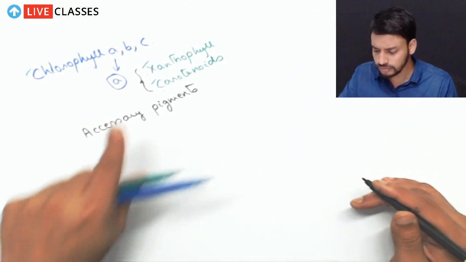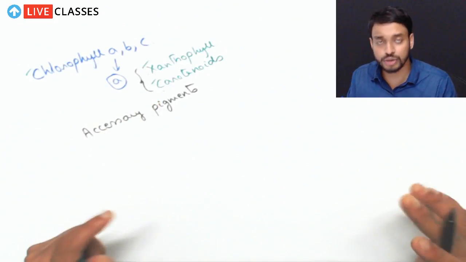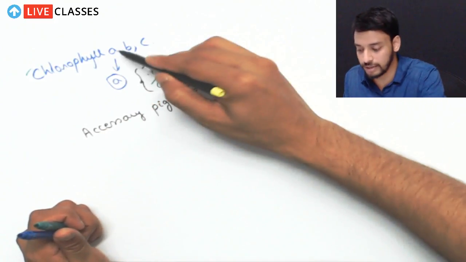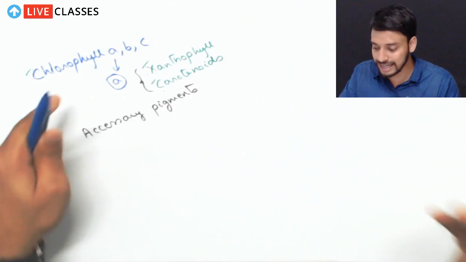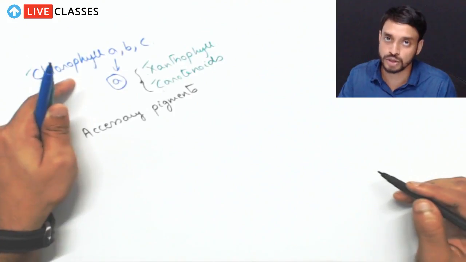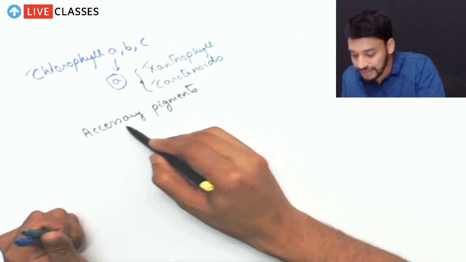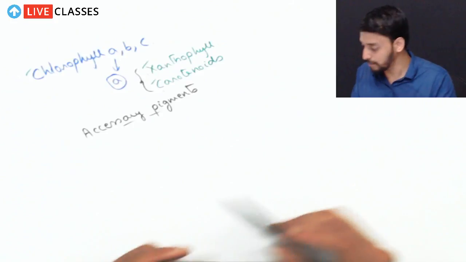And it also helps to reduce the photo-oxidation of chlorophyll A, because if there is too much exposure to sunlight, it can actually damage chlorophyll A. So it helps in this way, and hence they are called accessory pigments.